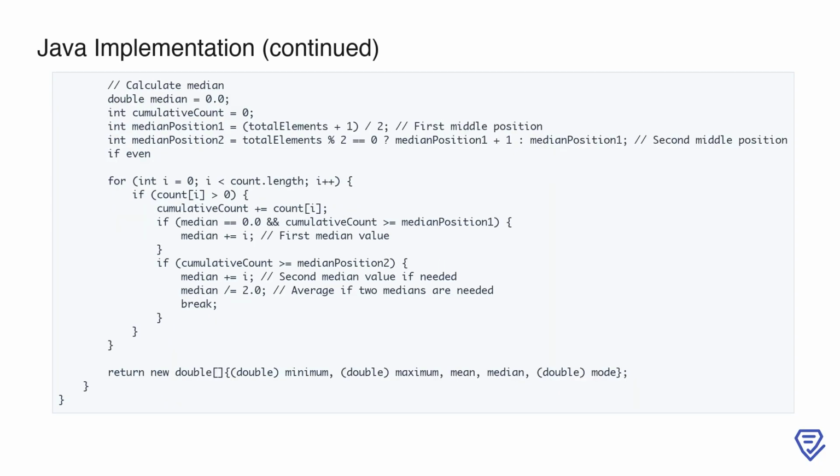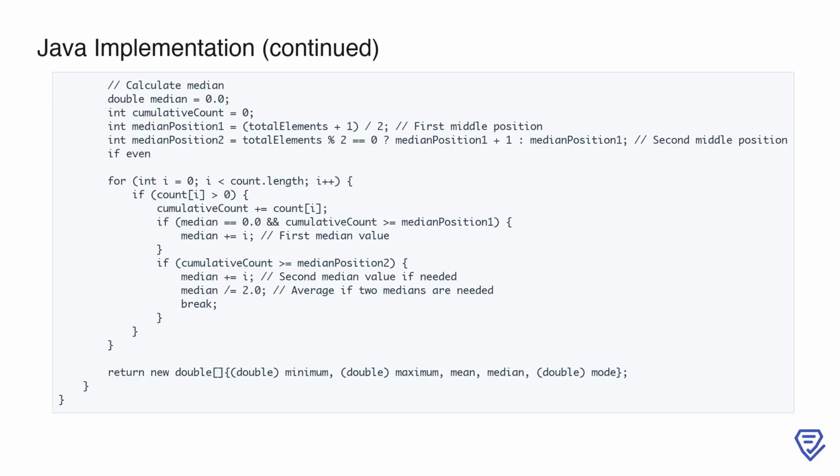Now, we calculate the median, which requires determining the middle value or values in the sorted sample. We initialize median to 0.0 and calculate two positions: median position 1, which represents the first middle position, and median position 2, which accounts for the second middle position if the total number of elements is even. The positions help us determine which values contribute to the median.